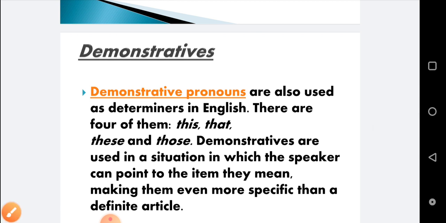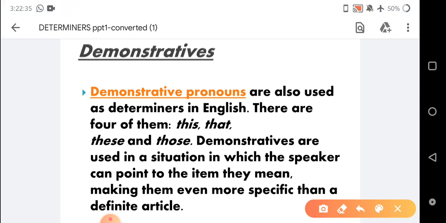Next we have demonstratives. Demonstrative pronouns are used as determiners in the English language. There are 4 of them: this, that, these, those. Demonstratives are used in a situation in which the speaker can point to the item they mean, making them even more specific than a definite article. We are being very, very specific.